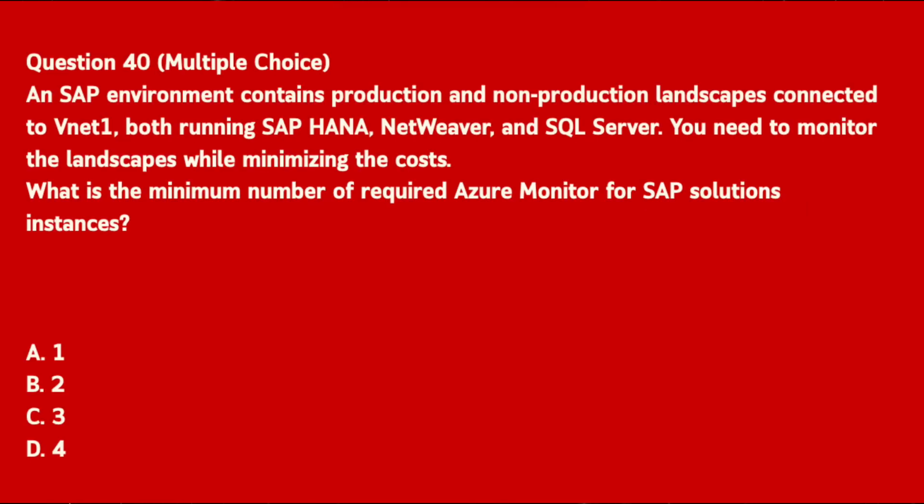An SAP environment contains production and non-production landscapes connected to VNet 1, both running SAP HANA, NetWeaver, and SQL Server. You need to monitor the landscape while minimizing the cost. What is the minimum number of required Azure Monitor for SAP solution instances? 1, 2, 3, or 4?